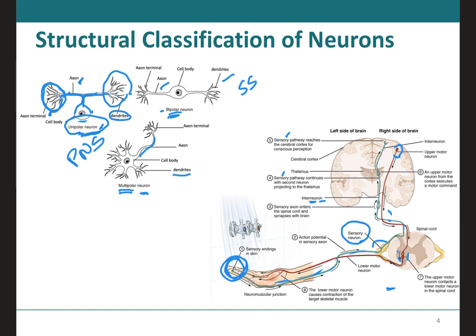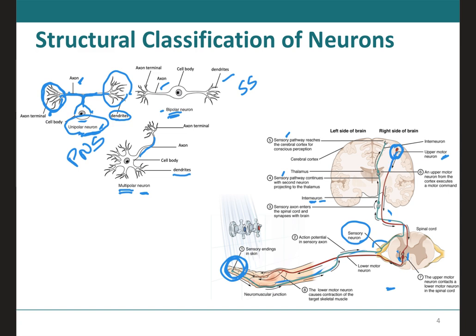Once this information arrives in the brain, it will be integrated, processed, and then it will cause an action. This action is going to come down the motor neurons. And notice how the cell body of this motor neuron is located in the brain, and the cell body already has the dendrites right over there. So this will also be a multipolar neuron.